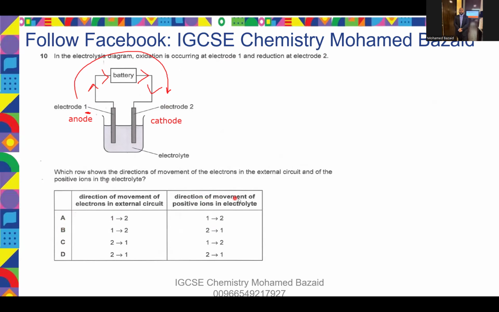After that, direction of movement of positive ion. Positive ion in the electrolyte here. So positive ion attracted to cathode. So go to electrode number 2. So the answer is letter A. Electrons move from electrode 1 in the wire to electrode 2, and the positive ion attracted from electrode 1 to the cathode. The positive ion always attracted to the cathode. Cathode is electrode number 2, so answer is letter A.